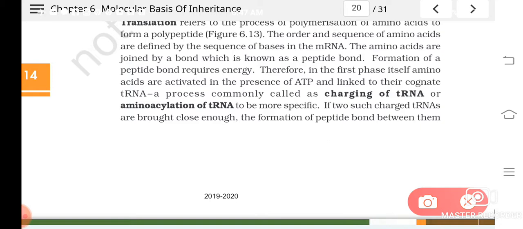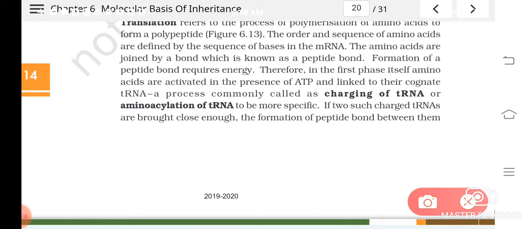So the first phase is what? To charge the amino acids. Okay, so this is done with the help of what? tRNA. Amino acids will react with ATP. Okay, that is, amino acids are activated in the presence of ATP, and then linked to their own tRNA. I told you if there are 20 amino acids, there will be 20 different tRNAs.